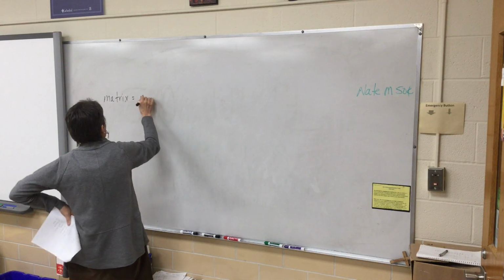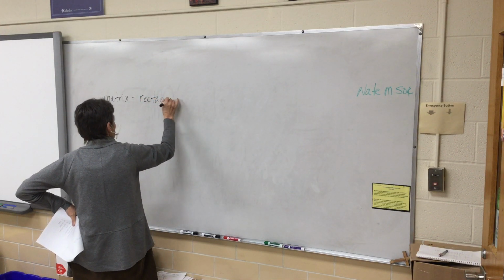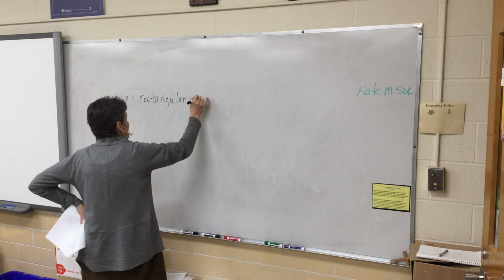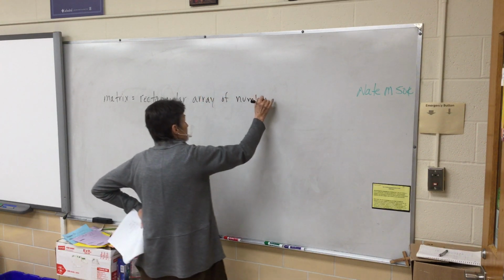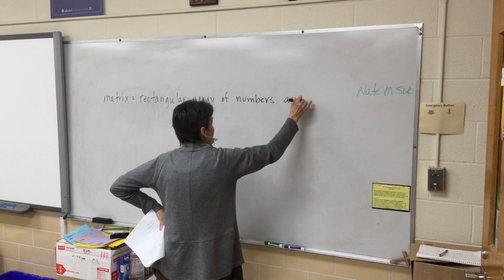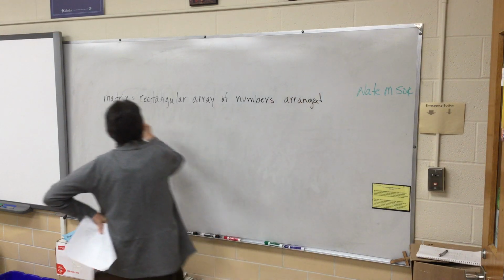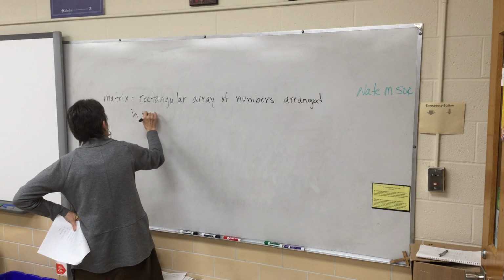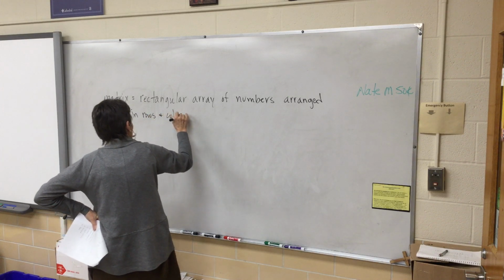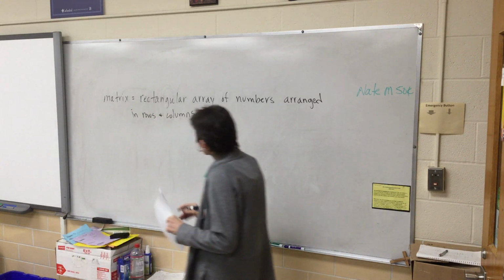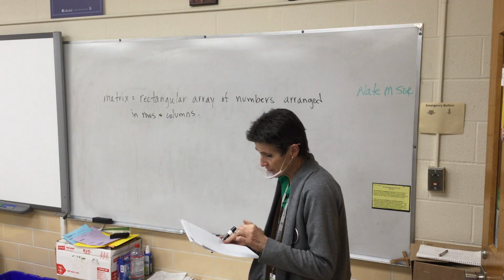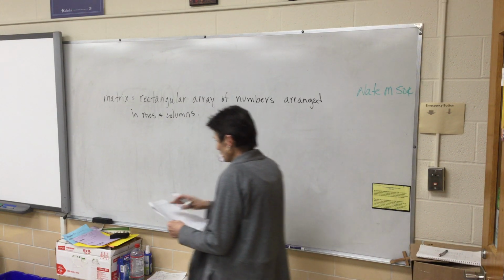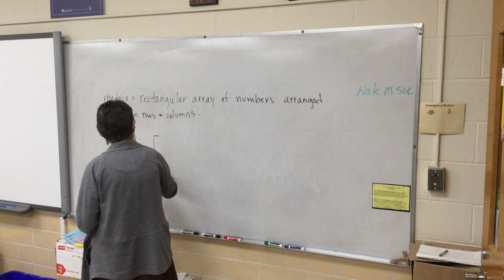But a matrix is a rectangular array of numbers arranged in rows and columns. So a rectangular array of numbers arranged in rows and columns. And on the next page, I've got some matrices listed there.